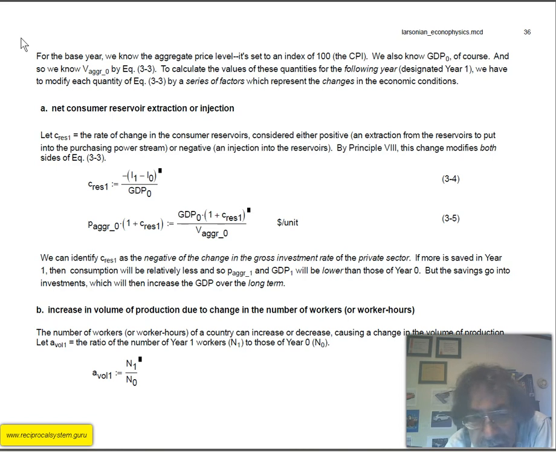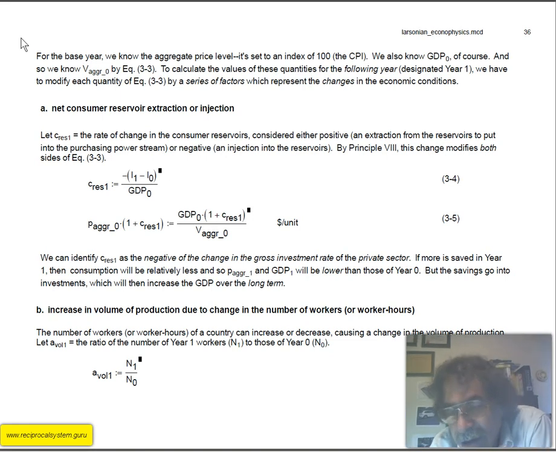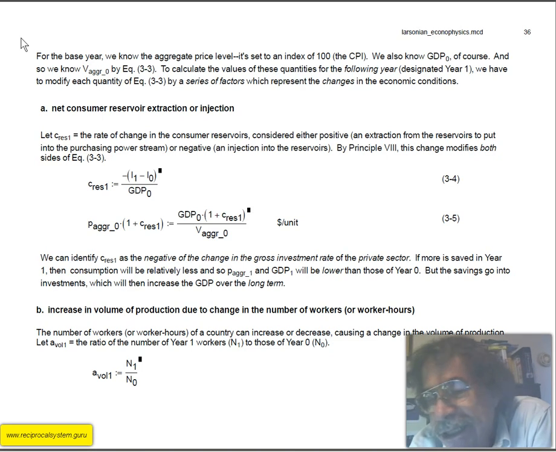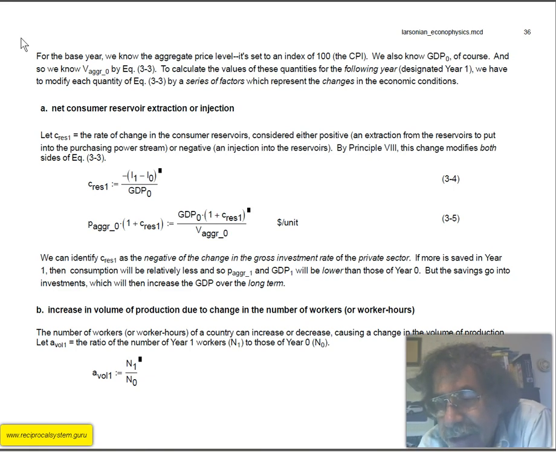If more is saved in year 1, then consumption will be relatively less. And so P sub ag 1 and GDP sub 1 will be lower than those of year 0. But the savings go into investments, which will then increase the GDP over the long term. So even though there's less consumption in the year, over the long run, it might be better if productivity is increased by means of the investment.